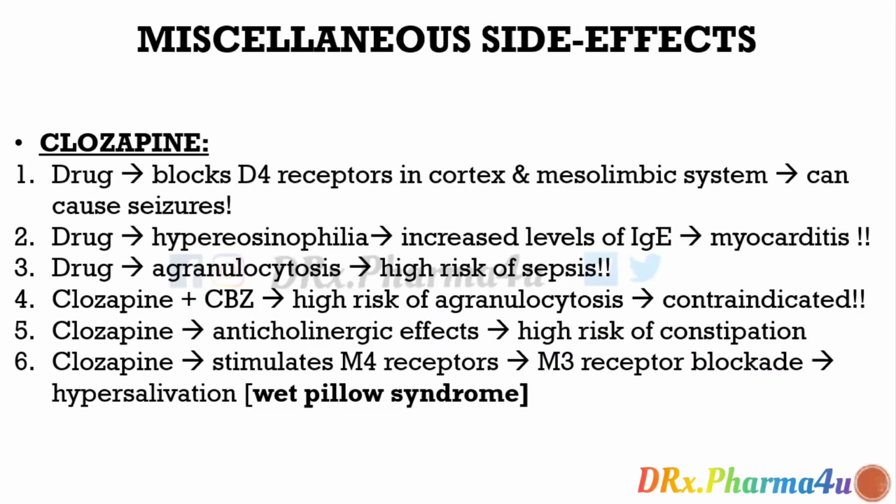But again, clozapine is the last choice. If all the antipsychotics do not respond, then clozapine is the last choice. And this is also the only antipsychotic which has potential to be used in patients who are having suicidal tendencies also. So in schizophrenia, if a patient is having suicidal tendencies also, clozapine has shown to provide benefits.